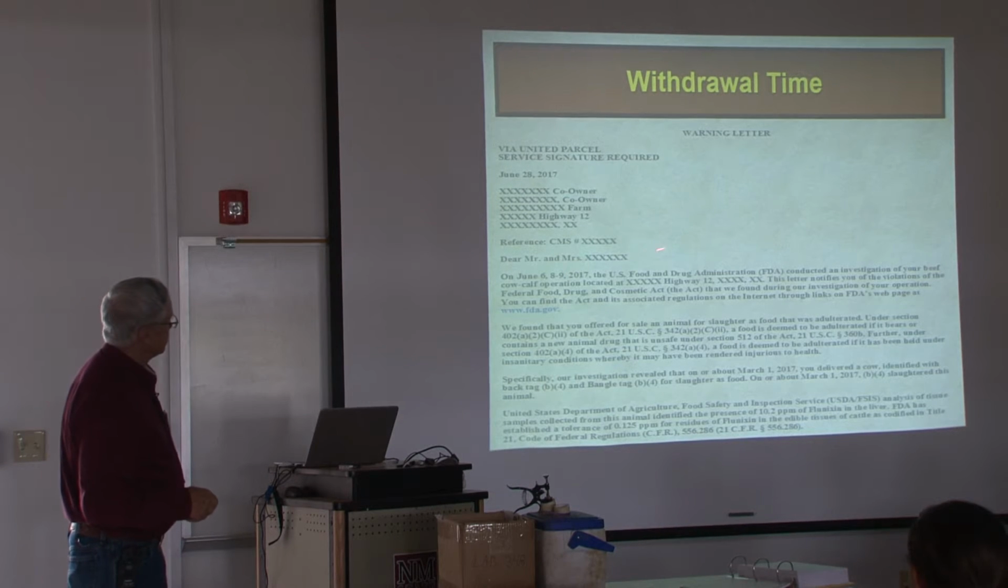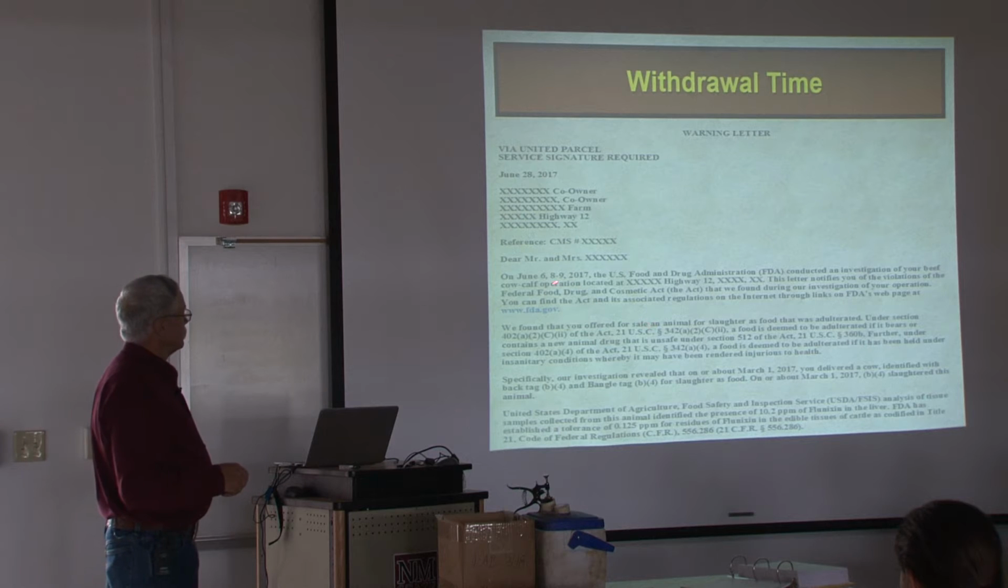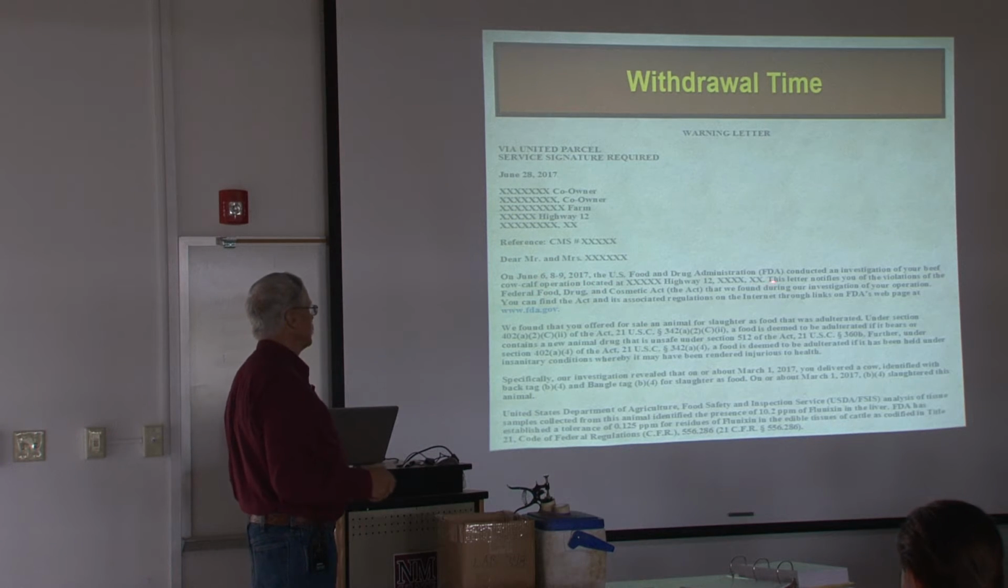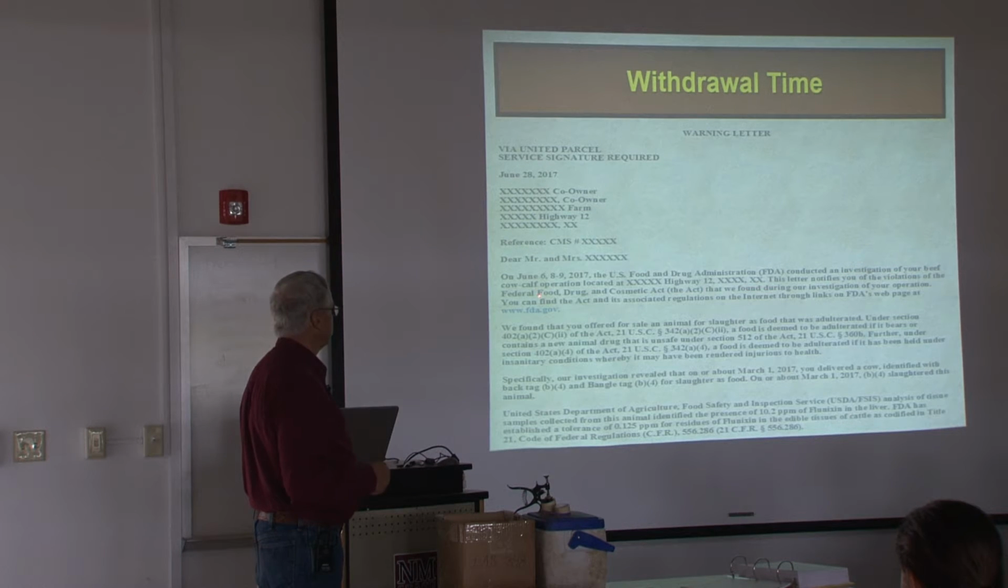Here's a letter, and this is an actual letter. This happened in 2017, June 6, 8, and 9. The Food and Drug Administration conducted an investigation of your beef cow-calf operation. This letter notifies you of the violation of the Federal Food, Drug, and Cosmetic Act that we found during an investigation of your operation. We found that you offered for sale an animal for slaughter as food that was adulterated.